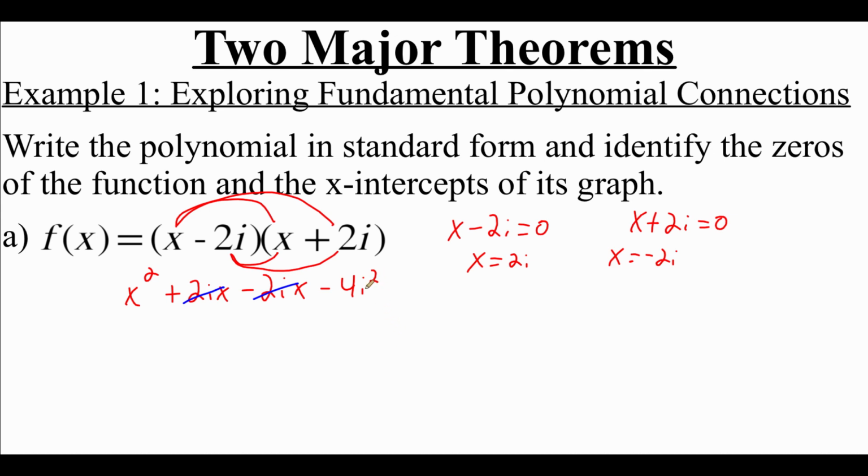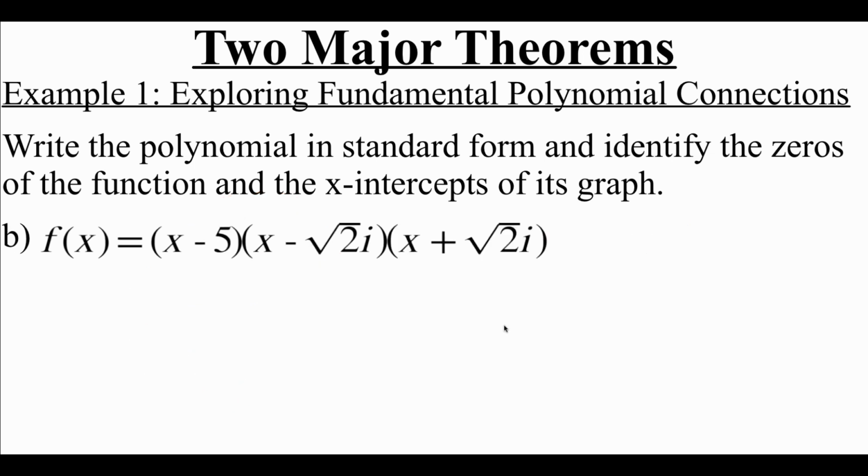Now on the back end, I can see that we have i squared. And thinking back to some stuff with imaginary numbers, i squared is the same as negative 1. So if we take negative 4 times this negative 1 on the back end, then that's going to turn into a plus 4 with our x squared. So this factored out version of our polynomial can actually be written just as x squared plus 4.